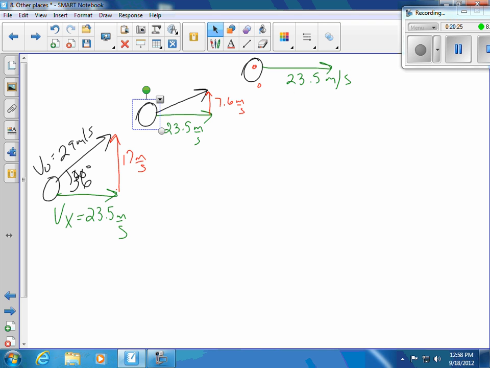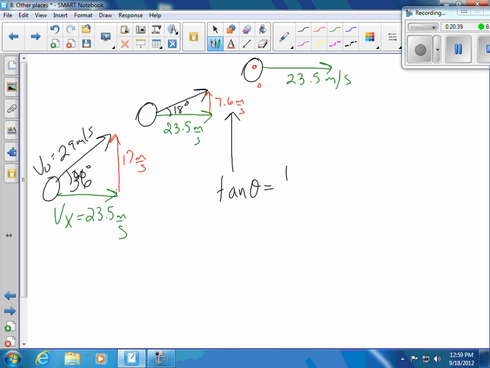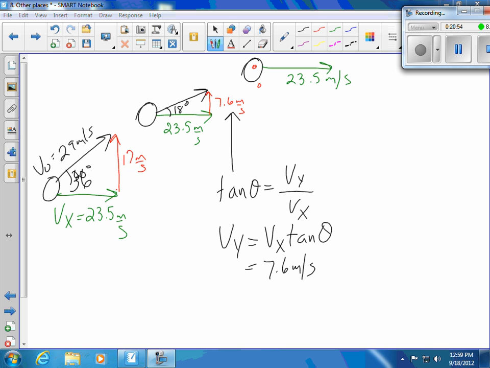We don't need to know what that is. All I have to do is say how much time, it's on my paper, the question: how much time is required for the angle to change from 36 to 18 degrees? So that's how I got the 7.6. I used that concept once again of tan theta is opposite over adjacent. So Vy equals Vx tan theta. So the 23.5 times the tan of 18 degrees gives me the 7.6 meters per second. So that's how I got that Vy of 7.6.